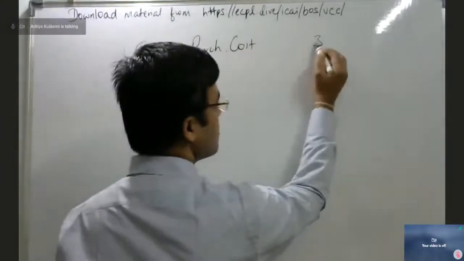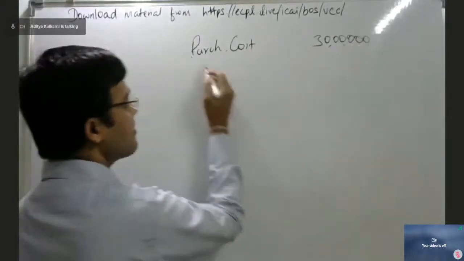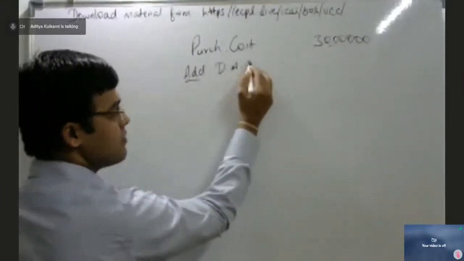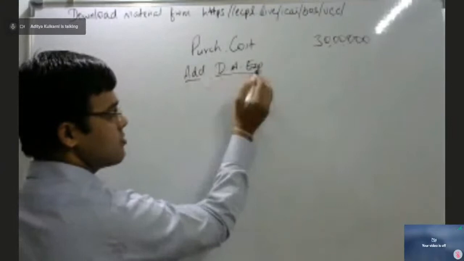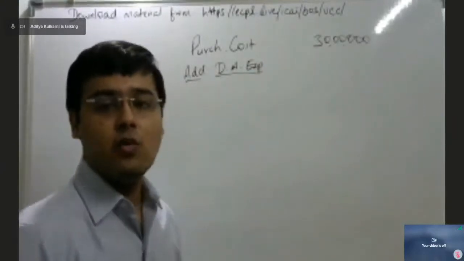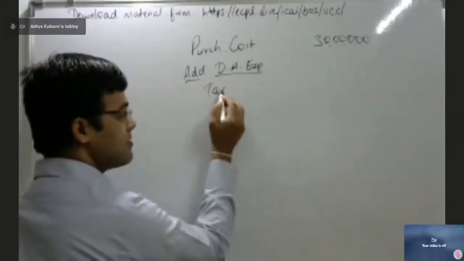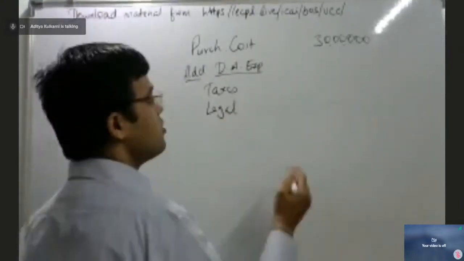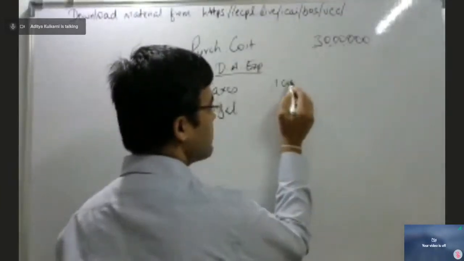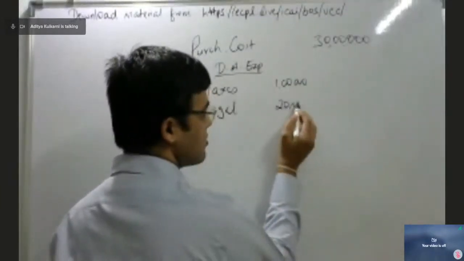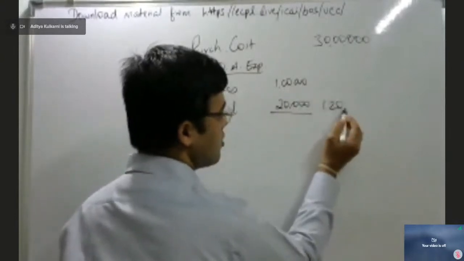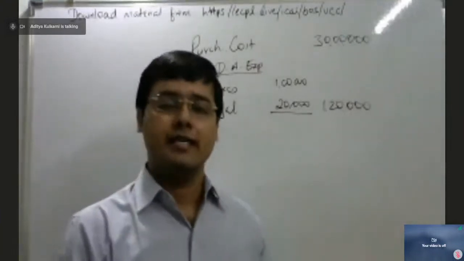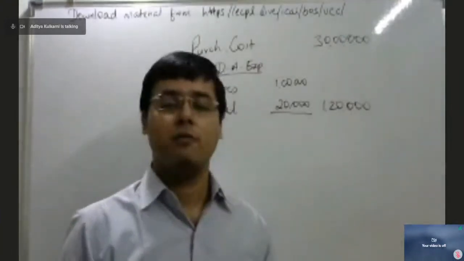Purchase cost is how much? 30 lakhs. Okay, add directly attributable expenses. We have two expenses, which are taxes and legal expenses. This is 1 lakh and 20,000. So the total comes to 1 lakh 20. Now this is the directly attributable expenses for acquiring this property.